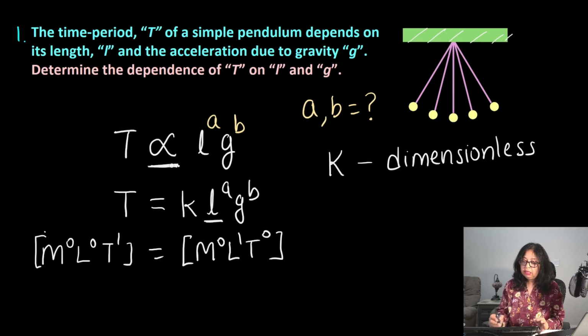And length L is raised to the power A. So here I have raised these parentheses to the power A. Next, I have acceleration due to gravity G. The dimensional formula for acceleration is M0, L1, T minus 2. And this is going to be raised to the power B.